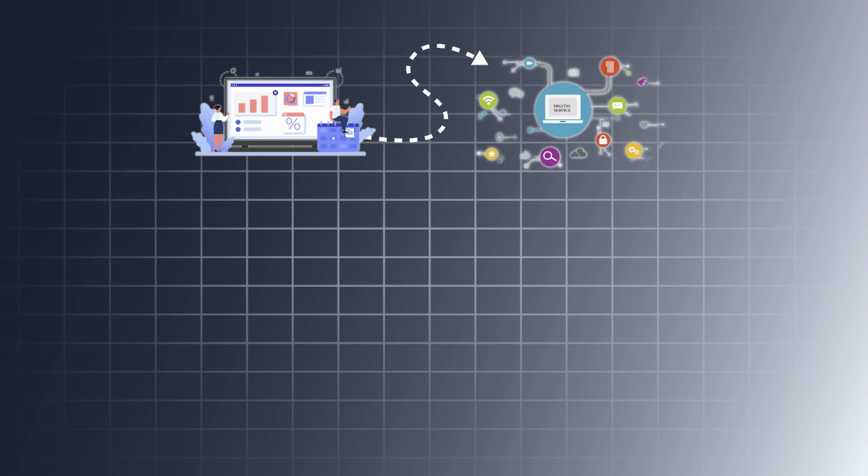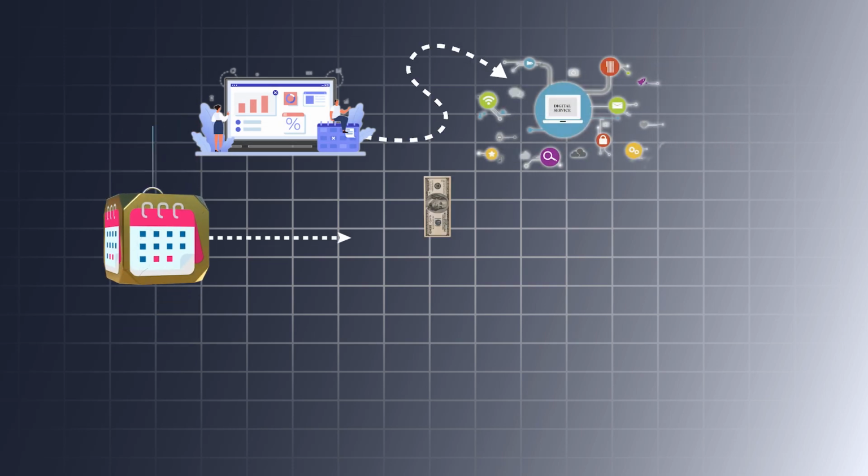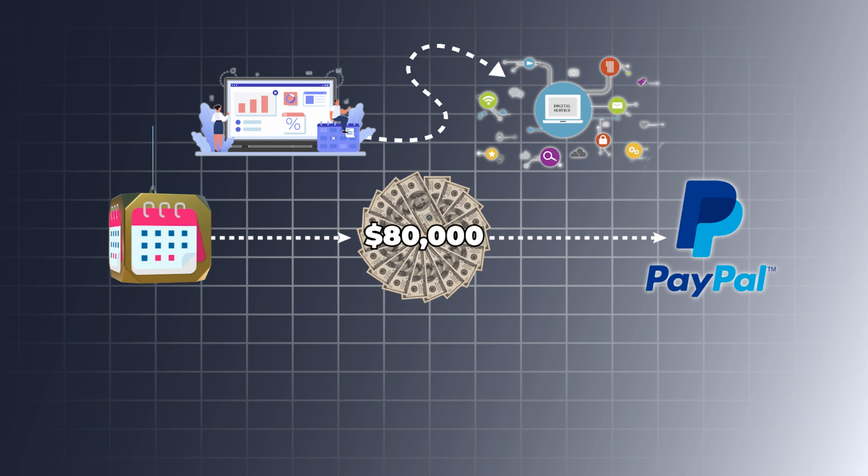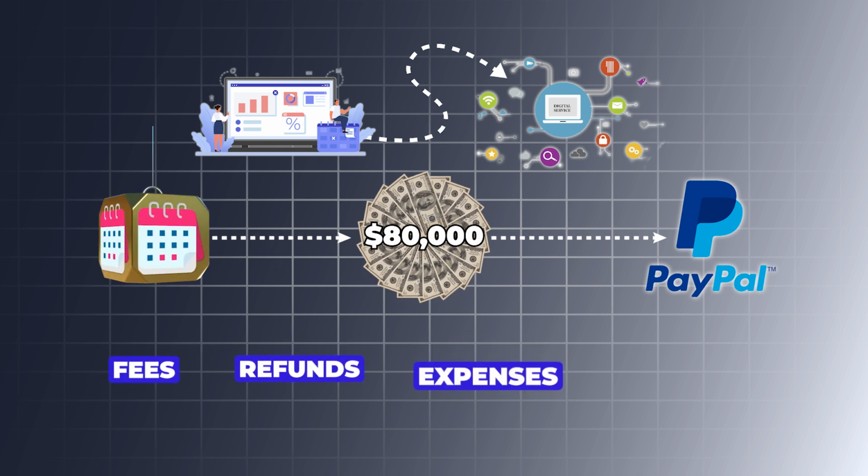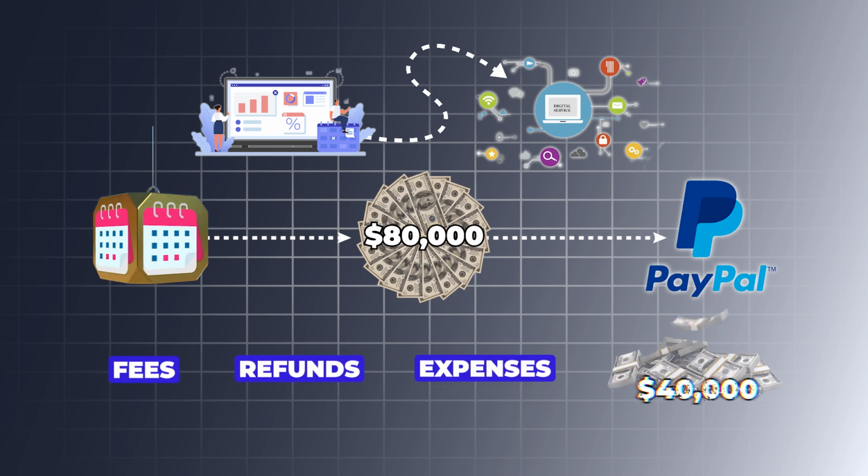Let's talk about a real-world scenario for a second. Let's say you run an online business selling digital services. Over the course of the year, you process $80,000 through PayPal, but after fees, refunds, and expenses, your actual profit is maybe $40,000. Your 1099-K is still going to show that $80,000 number. So if you don't properly account for the difference, it looks like you made twice as much as you actually did. And that's exactly where mistakes happen.